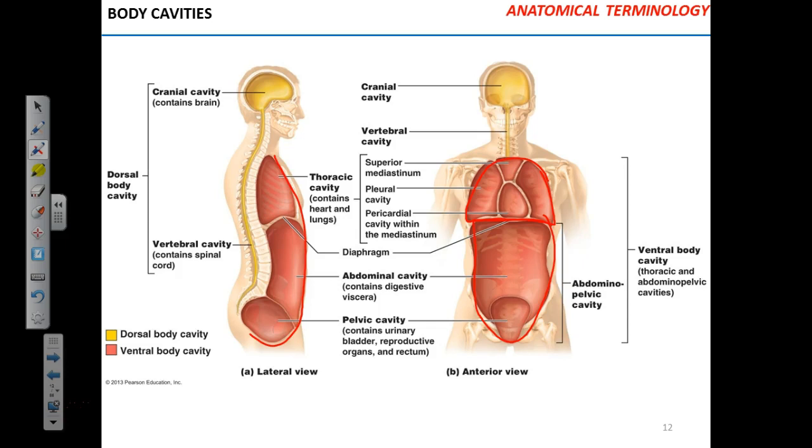Abdominopelvic is below the diaphragm. Are we clear? Abdominopelvic is further divided into the abdominal cavity and pelvic cavity. Which organs would be located in the pelvic cavity? What do you think? Good. Kidneys, no. Bladder. Reproductive organs. Rectum. So whatever is very, very low, it's like here, like this part.